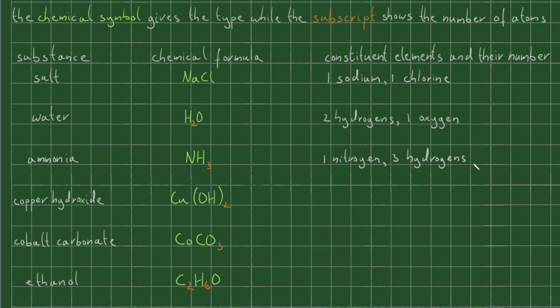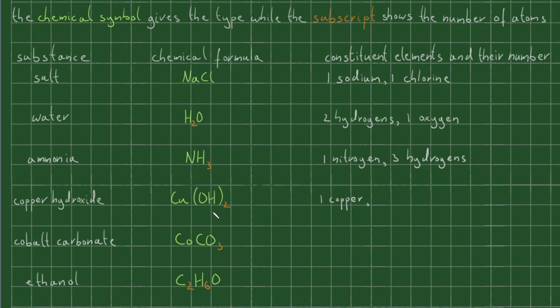The next substance is copper hydroxide. The chemical formula for copper hydroxide is Cu and then in brackets OH, and outside of the brackets there is a little 2 in the subscript: Cu(OH)2. So what does all of this mean? Well, the chemical symbol Cu stands for copper, so I definitely have one copper atom. The chemical symbols O and H stand for oxygen and hydrogen respectively. But how many of them do I have?